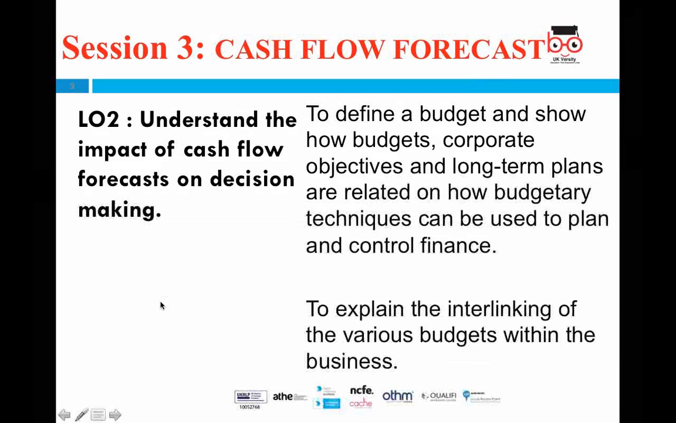Today we are going to see the forecasted cash flow and understand the effect of cash flow forecast on decision making, especially management decision making, and it covers learning outcome 2. And then we are going to see budget and control, how the budget, the corporate objectives and the long-term plans are related, and how budgetary techniques can be used to plan and control finance. Also, we will explain the interlinking of the various budgets with the business, and how to evaluate the impact of expected cash flow on management decision making.